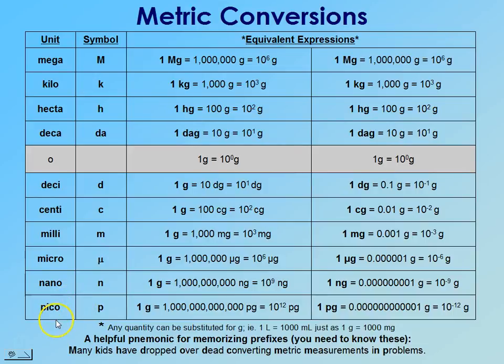You do need to know these prefixes. You have a mnemonic down here at the bottom that may help you with this. Many kids have dropped over dead converting metric measurements in problems. If you notice with these prefixes, we start up here with 6, we drop down to 3, so we've gone from the millions to the thousands, and then we go down by ones, 2, 1, 0, and then with over here, again we're talking about these in terms of the larger quantity, -1, -2, -3, and then we start going back up again by 3s, the -6, -9, and -12.